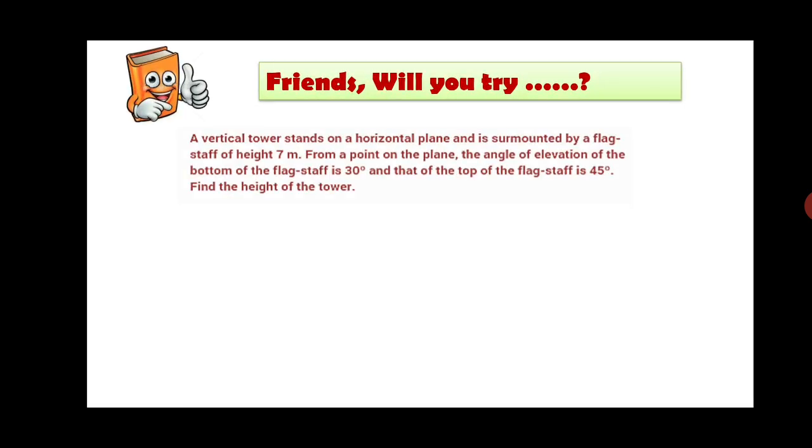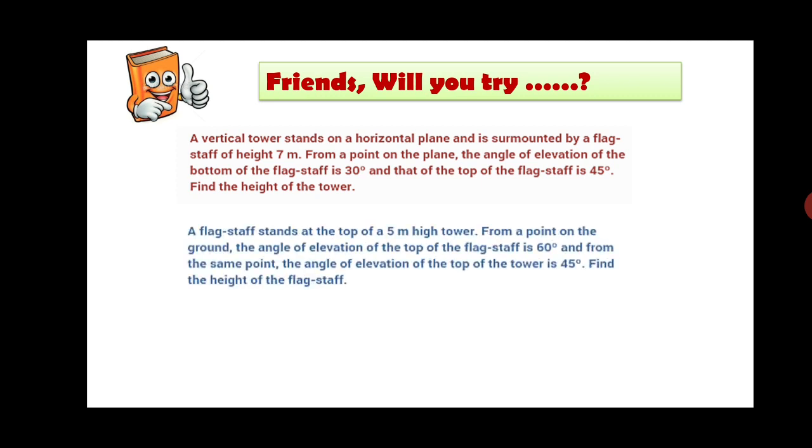A vertical tower stands on a horizontal plane and is surmounted by a flagstaff of height 7 meter. From a point on the plane, the angle of elevation of the bottom of the flagstaff is 30 degree and that of the top of the flagstaff is 45. Find the height of the tower.